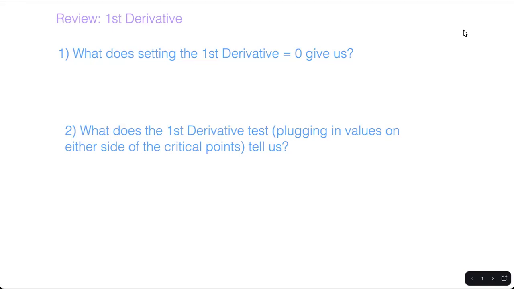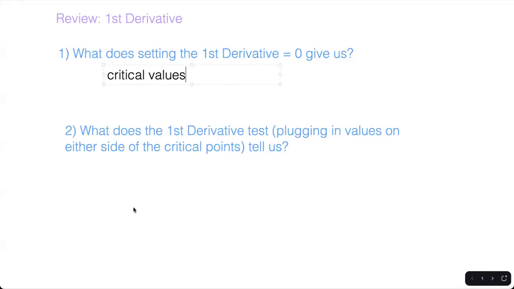In the first section, 3.1, we went over what setting the first derivative equal to 0 gives us. In case you forgot what that means, setting the first derivative equal to 0 and solving for x is going to give us the critical values. Now, what are the critical values? If you remember, the critical values could be the extrema. So they could be the absolute max, absolute min, or relative max, relative min. So when we set the first derivative equal to 0, we get the critical values, which are our potential maxes and mins.